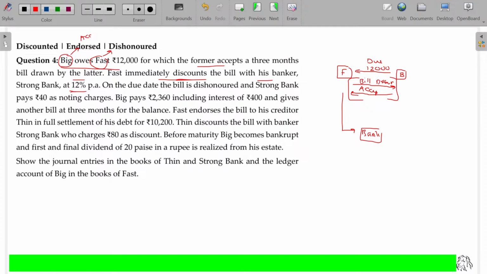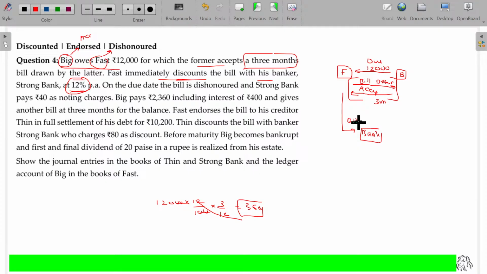Strong Bank at the rate of 12% per annum. The bill is for 3 months, 12,000. At the time of discounting, the bank charges interest rate of 12%. The duration or term of the bill being 3 months, you have to calculate the interest for the 3 months: 360.